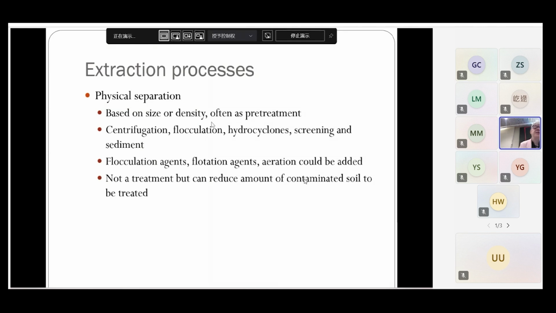And so the idea is to try to reduce the amount of soil that you need to treat. So you can remove some of the larger particles. So things like rocks, gravel, things like this are not really contaminated. So you can remove this fraction, and then you will have what's left of the soil. You can do the treatment on that, and it will cost you less money because you have less soil to treat.